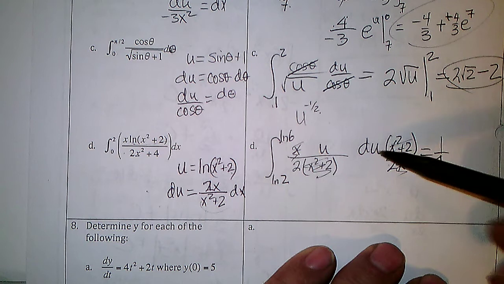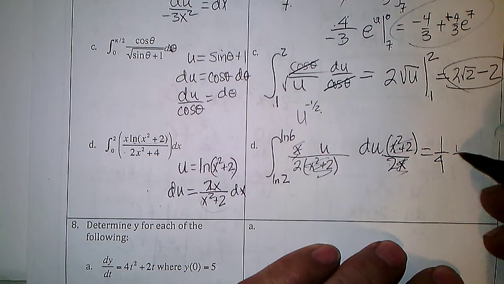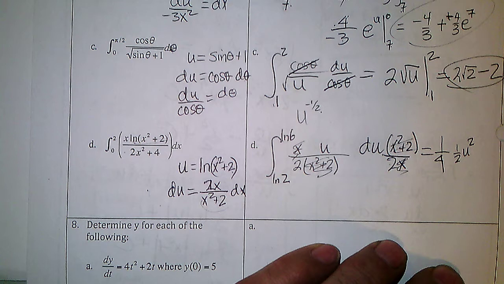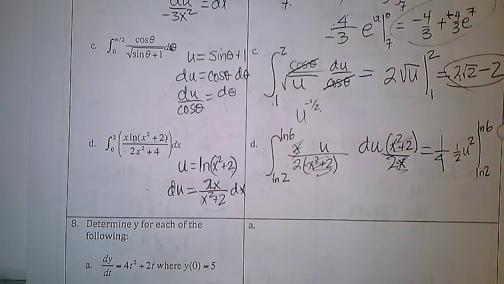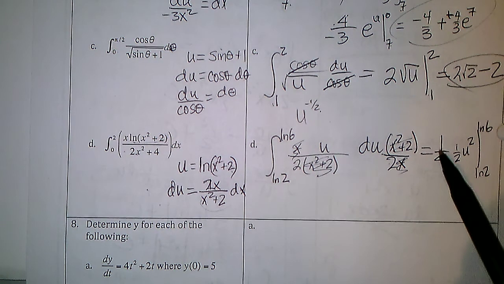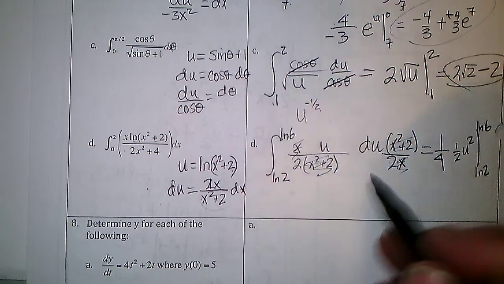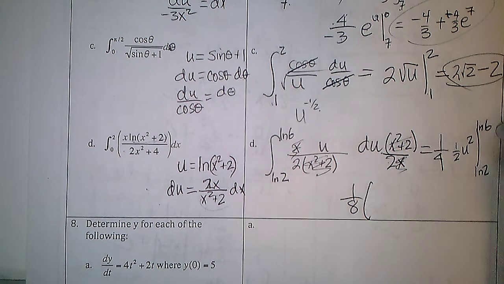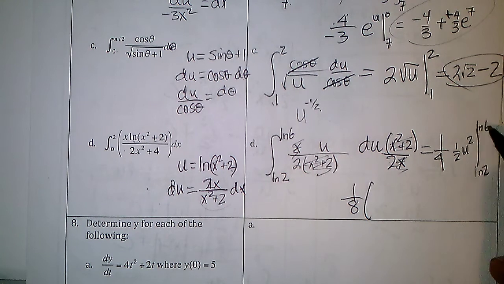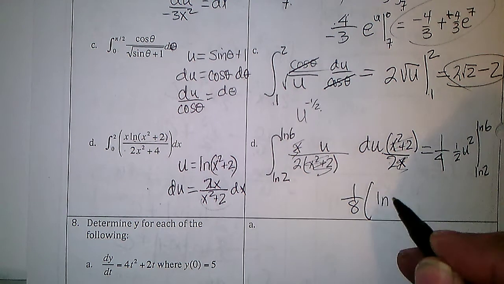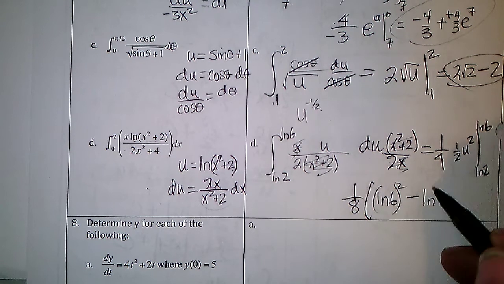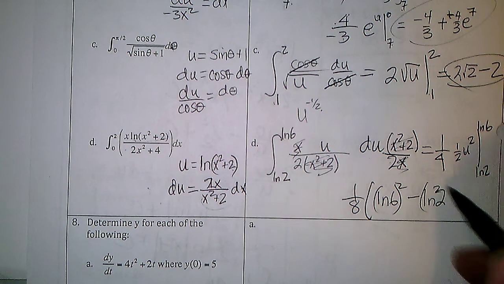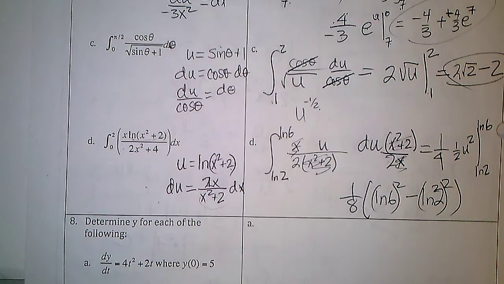The integral of u du is 1/2 u squared, evaluated from ln 2 to ln 6. So 1/4 times 1/2 is 1/8. And then ln 6 in here is going to be ln 6 squared minus ln 2 squared. Good enough.